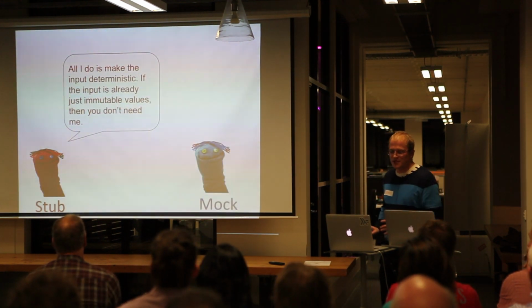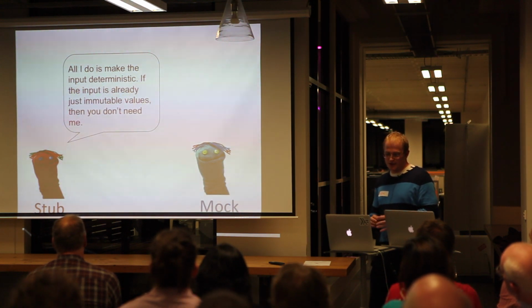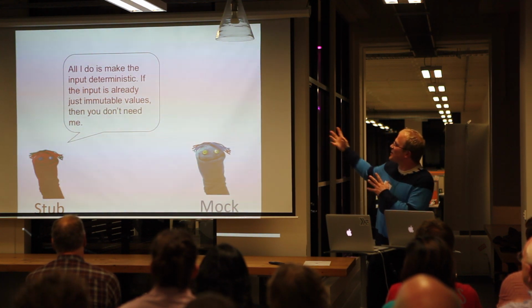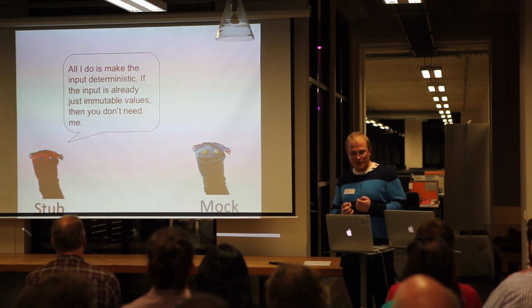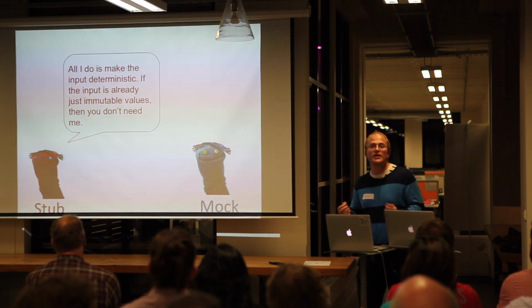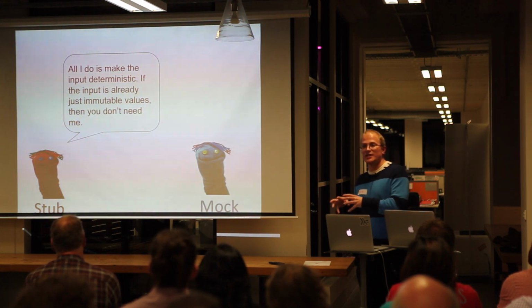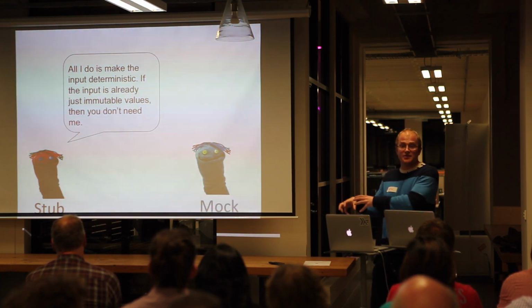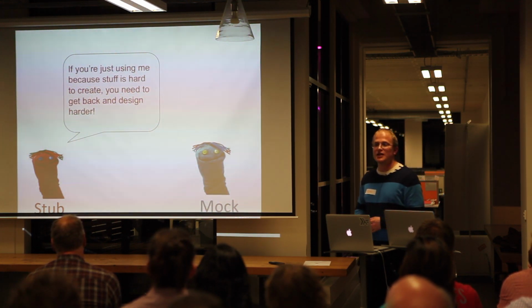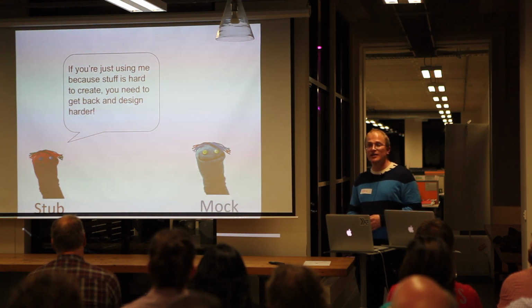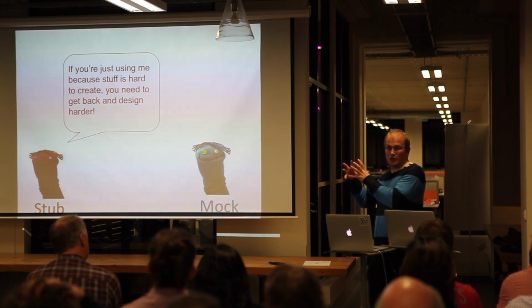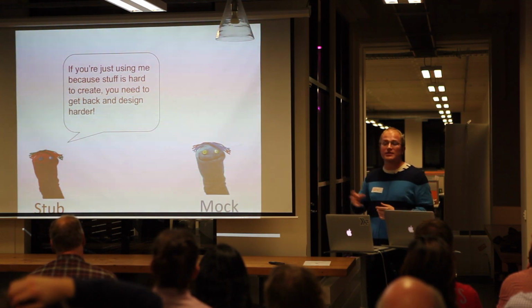So let's ask Mr. Stub and Mr. Mock what the lessons are. All the stub does is make the input deterministic. If the input is just immutable values, then you don't need it. It's already deterministic. We've built that isolation into the software. We didn't have to force the test to be isolated. On the other hand, if you're just using a stub because stuff's hard to create, get back in there and redesign the software. You can make it easy to create. You can make it smaller or redraw your module boundaries so they make sense.